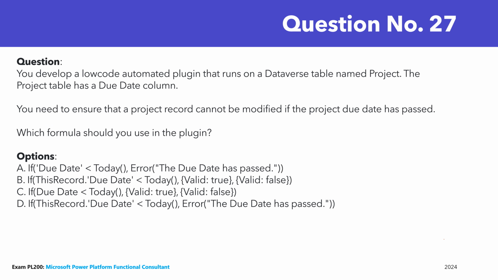Question. You develop a low-code automated plugin that runs on a Dataverse table named Project. The project table has a due date column. You need to ensure that a project record cannot be modified if the project due date has passed. Which formula should you use in the plugin? Options. A. If due date < today, error, the due date has passed. B. If this record due date < today, valid true, valid false. C. If due date < today, valid true, valid false. D. If this record due date < today, error, the due date has passed.